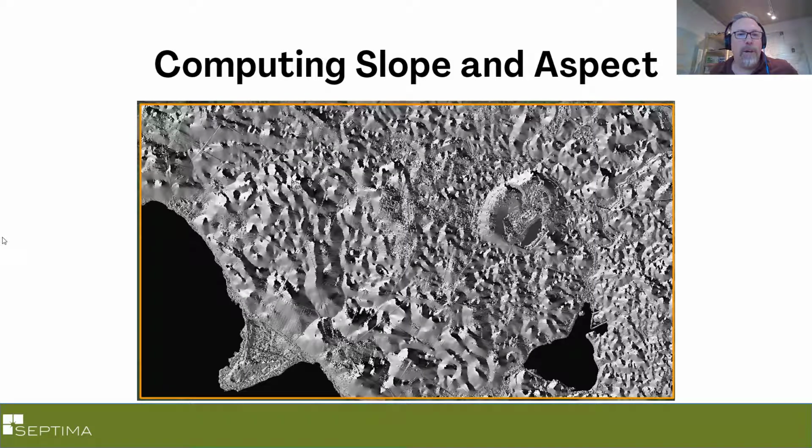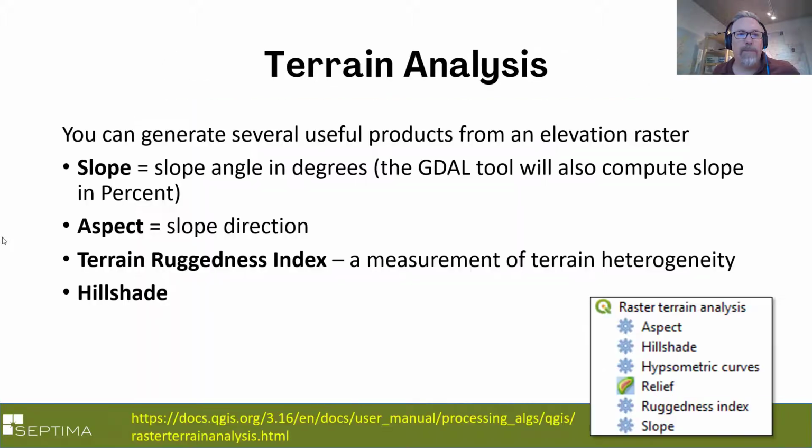Hi, in this video, I'm going to discuss computing slope and aspect in QGIS and show you how to do this. This is done using the Raster Terrain Analysis toolset in the QGIS processing toolbox. We're going to be running the slope tool, which produces a raster where every pixel represents the slope angle in degrees. And I should mention that sometimes you have to produce slope in percent.